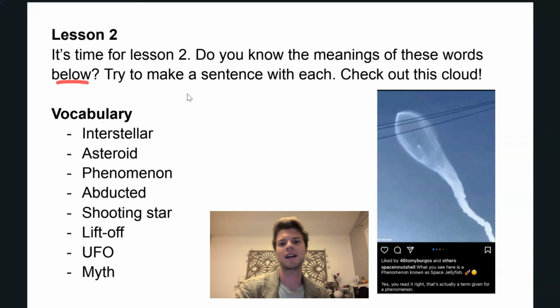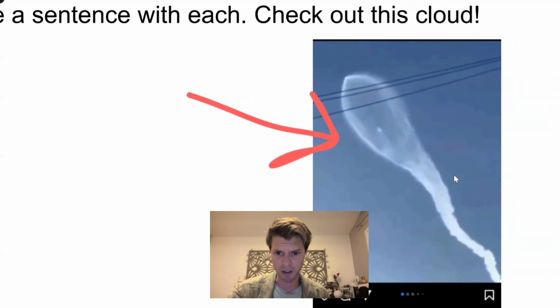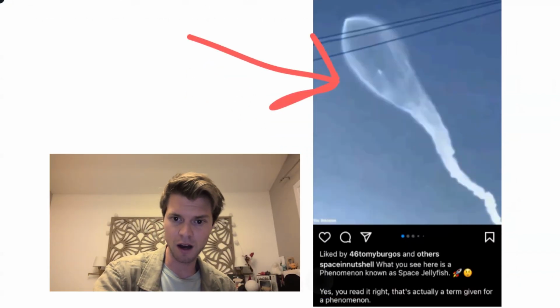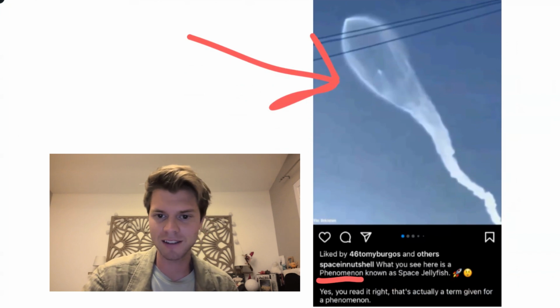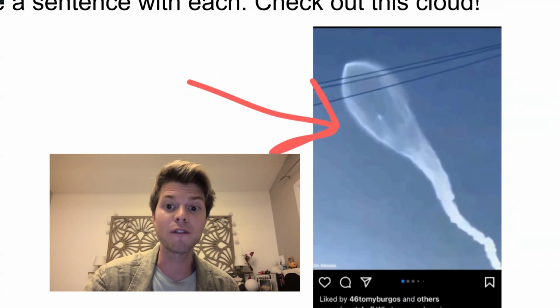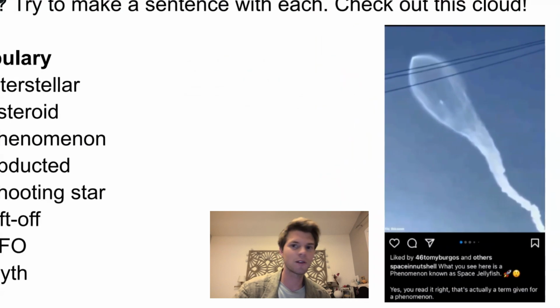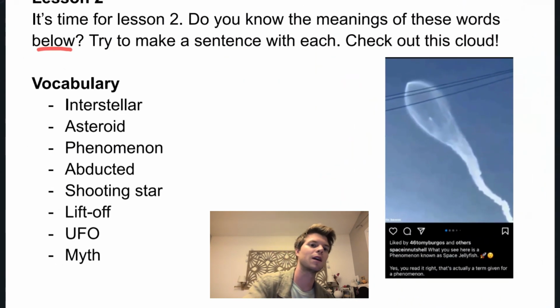Check out this cloud. I do want to show you this cool cloud that I saw on Instagram. It says, what you see here is a phenomenon known as space jellyfish. Yes, you read it right. That's actually a term given for a phenomenon. So, phenomenon is one of the words that I've put on this vocabulary list.